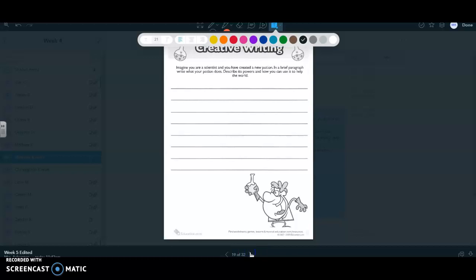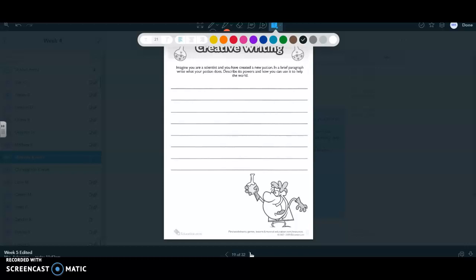Page number 2 is creative writing. Imagine you're a scientist and you have created a new potion. In a brief paragraph, so that means at least 3 to 4 sentences, write what your potion does. Okay, so if you're a scientist, I want you to tell me what your potion name is. And then you can tell me what your potion does. And then tell me maybe what kind of powers it can have. How do you use it to help the world? So how can it be used to help the world?